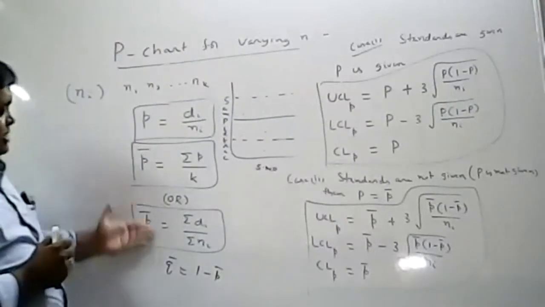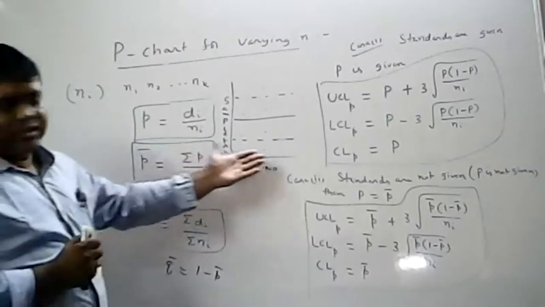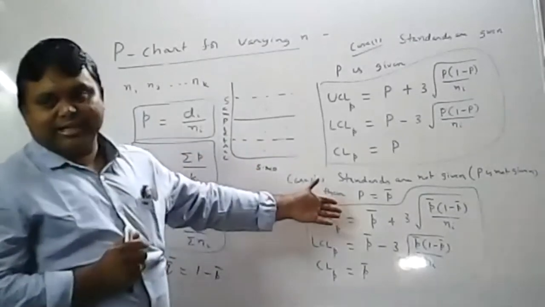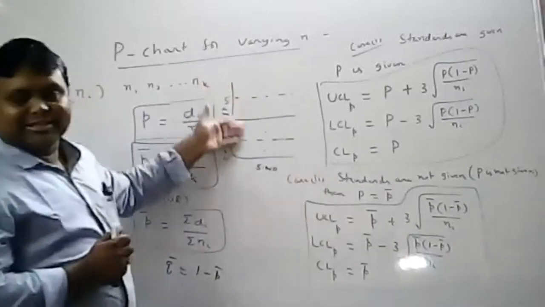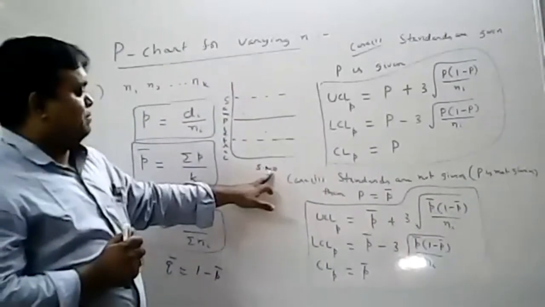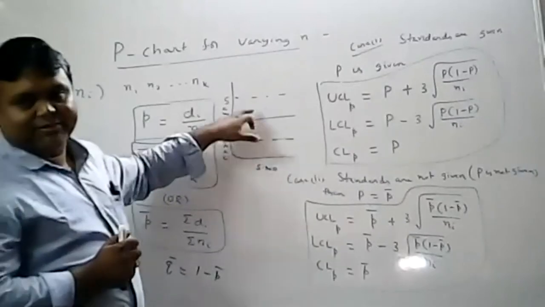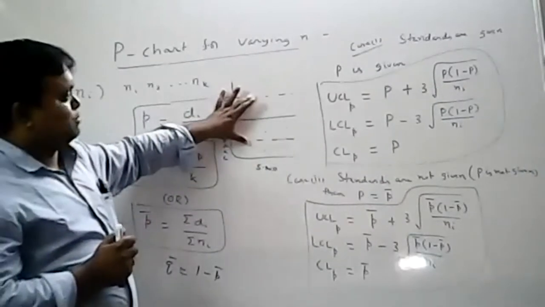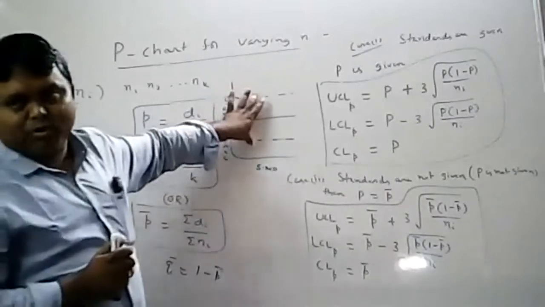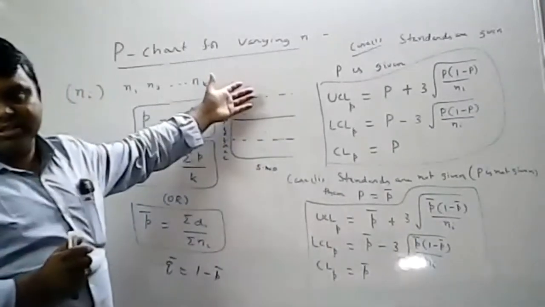P bar you can calculate by using any one of the formulas, and after that you can substitute in the formulas. You will get the UCL, LCL, CL values. After that you can construct the P chart by taking sample numbers on the x-axis and sample fraction defectives on the y-axis. After that you will identify P values. If all the sample points fall within the control limits, then the process is in control. Otherwise, the process is out of control.